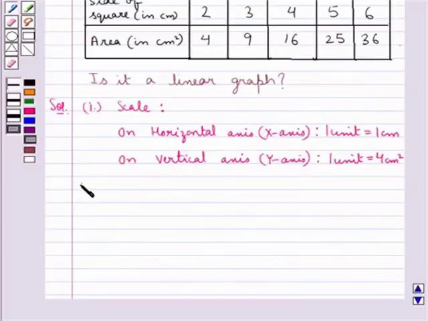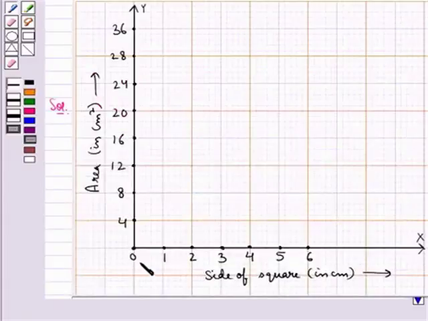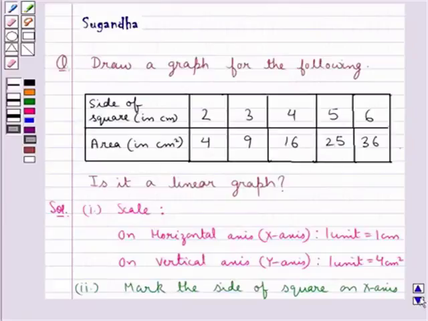And then using the scale, we mark the side of the square on x-axis, and also we mark the area on the y-axis. As you can see, we have marked the side of the square on the x-axis and the area of the square on the y-axis. Now using this table, we will plot the points.